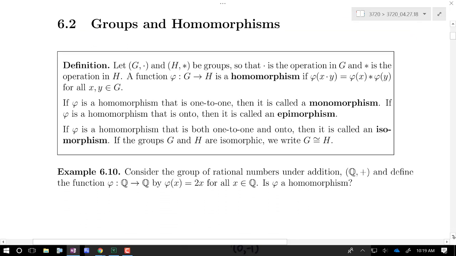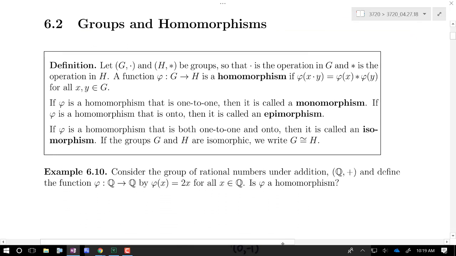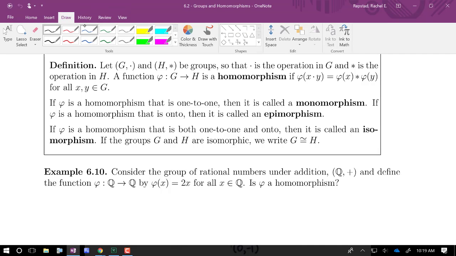Let's jump to our next topic here. We can't really talk about groups without also talking about homomorphisms. We defined what a homomorphism was in the context of working with graphs. When we're working with groups, a homomorphism is, first, a function, and it is a function that preserves the operation.